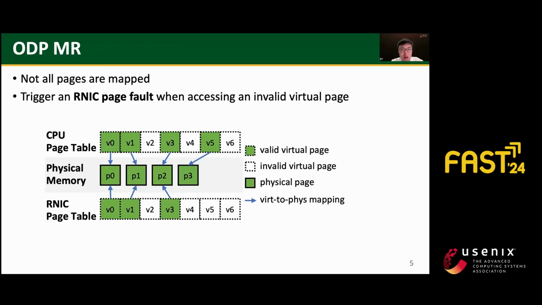When an RDMA request accesses a valid virtual page, everything goes well. The RNIC follows the virtual to physical mapping and transfers data with DMA. But what if an RDMA request accesses an invalid virtual page? We all know that when the CPU accesses an invalid virtual page, it triggers the CPU page fault. RNIC works similarly. It triggers an RNIC page fault.